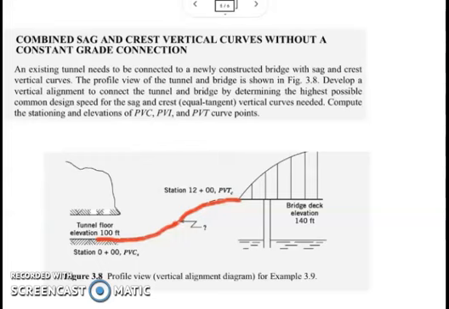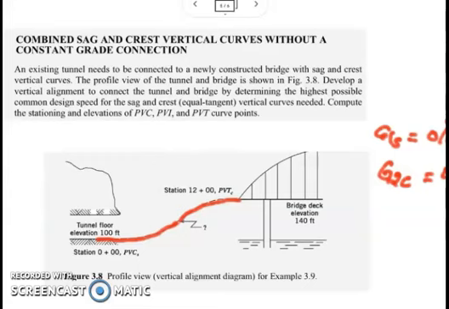So based on our illustration, we have that G1 at the sag vertical curve is equal to 0%. So we have here 0% for the initial grade. And for G2, for the crest vertical curve, that is also equivalent to 0%. So that is our final grade for our crest vertical curve.